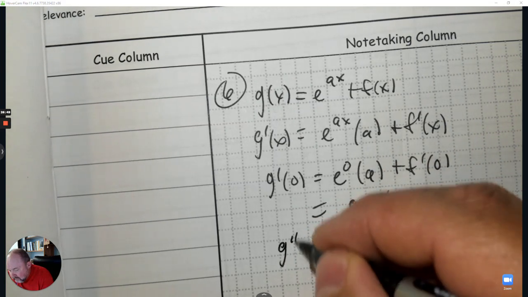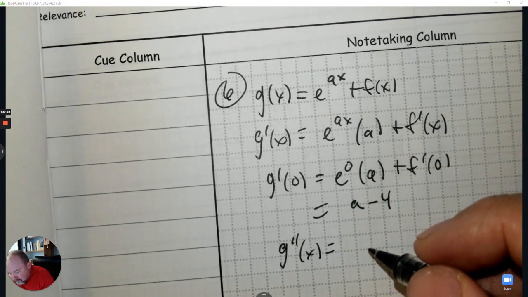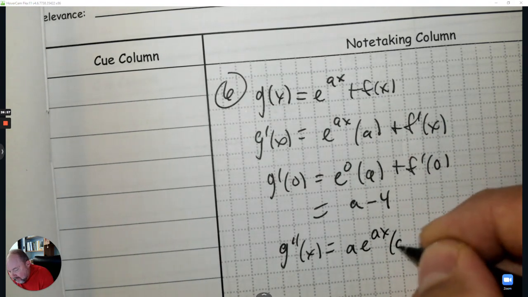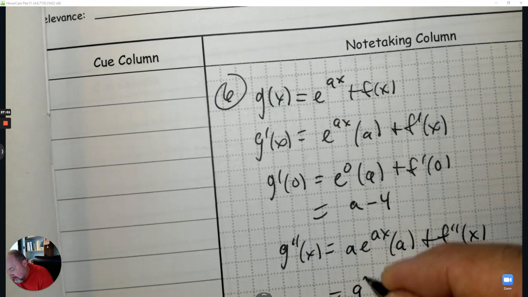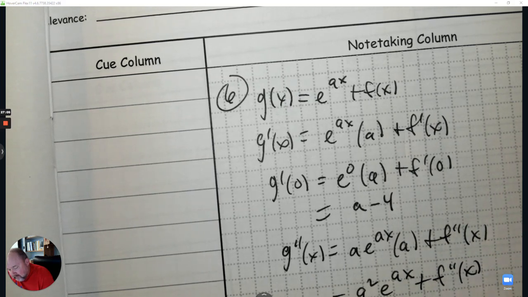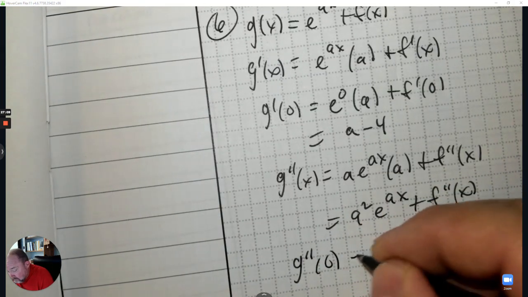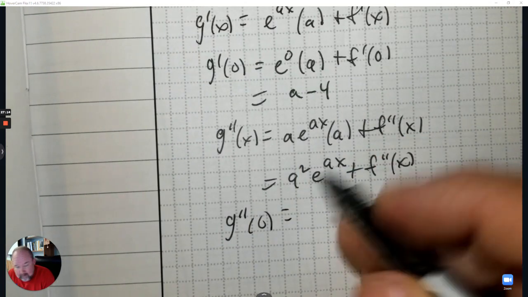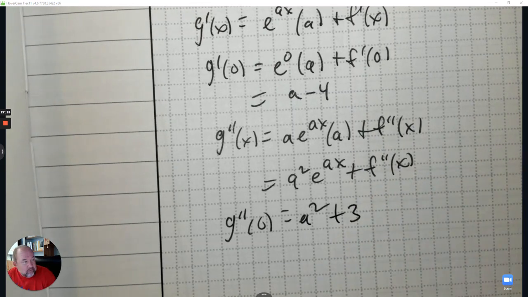The second derivative, here, we copy again, and then again there's the hook, and then the second derivative. So this is really a squared e to the ax plus the second derivative. So if I want to know the second derivative at 0, plug in 0 for x again. That just gives me a squared. And then the second derivative of f at 0 is 3. So it's a squared plus 3.